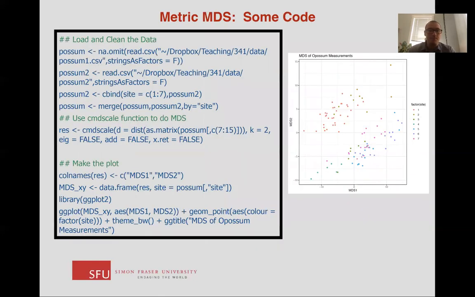Okay, so here's how I did this. So I loaded possum data. There are 2 data sets. One has the measurements. The other has the burrow locations in longitude and latitude. So I didn't use that in this analysis, but feel free to play around with that. So it's pretty interesting data. And here I've used the cmdscale function to do MDS. This is a very basic function in base R.